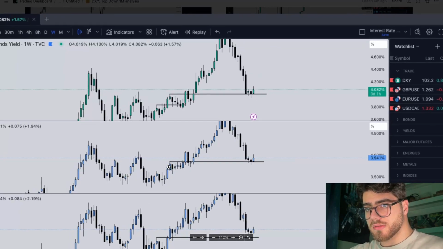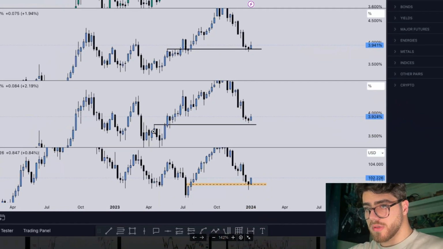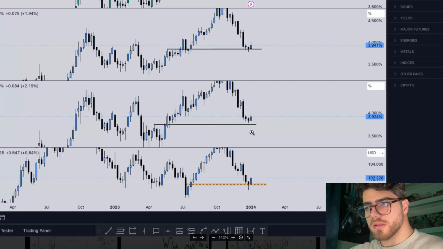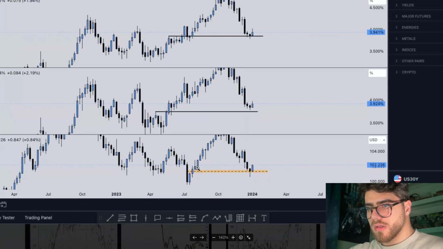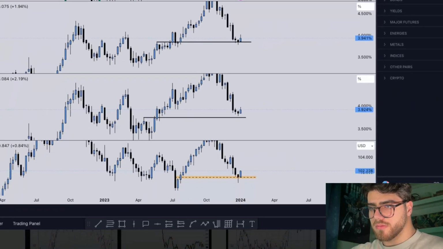Another mitigation block on the 10-year, and the 5-year just missed a breaker block. So it's not a big issue. I mean, we can still do that and show SMT and create some SMT. That's thinking a bit too far ahead, you know. But overall, everything is still aligning with the PD array.